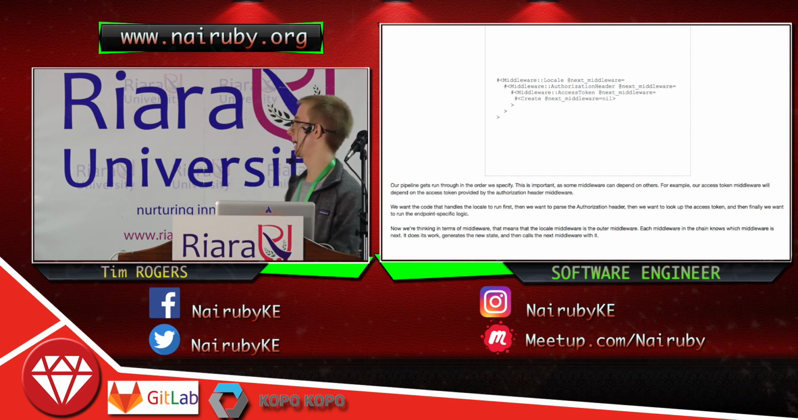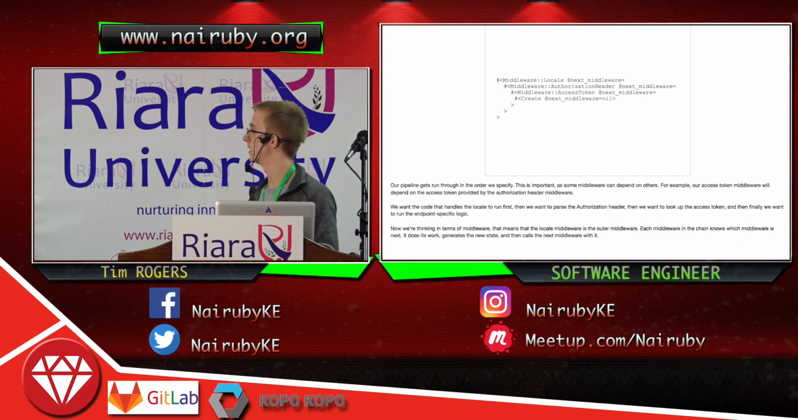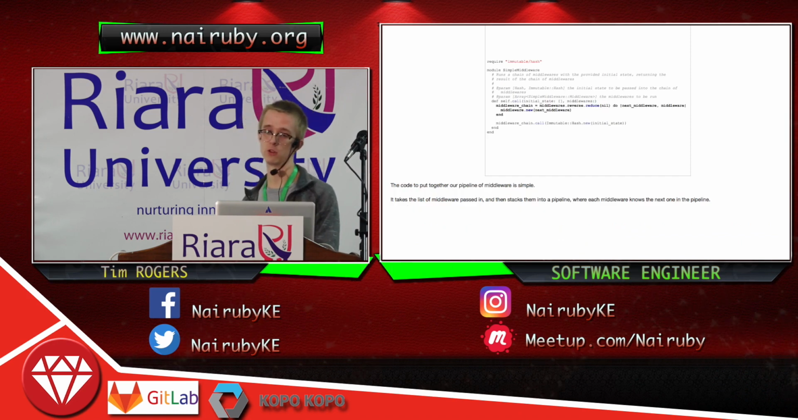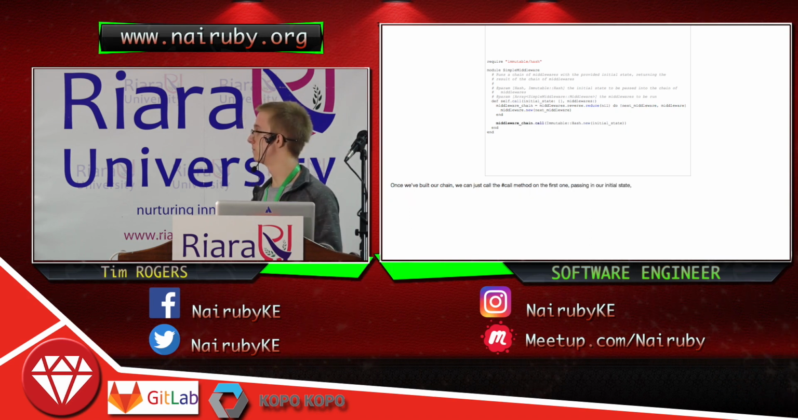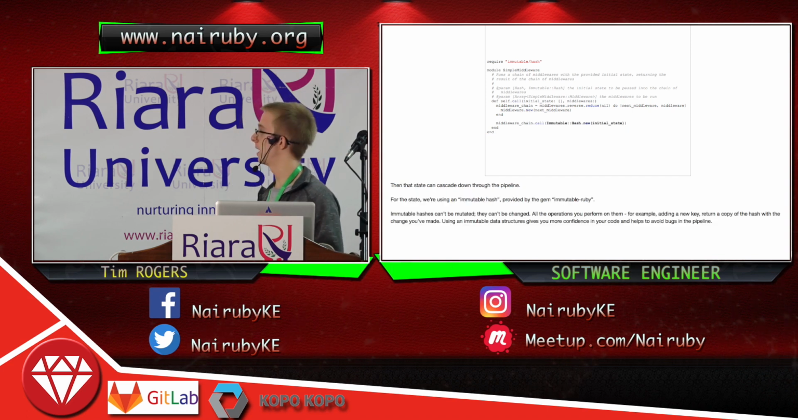The code to actually put together our chain of middleware is really simple too. Here's that simple middleware.call method that we saw on the interface. It takes the list of the middleware passed in, and then stacks them into a pipeline, where each middleware knows about the next middleware in the pipeline. Once we've built the chain, we just call the call method on the first one, passing in our initial state, and then it cascades down.